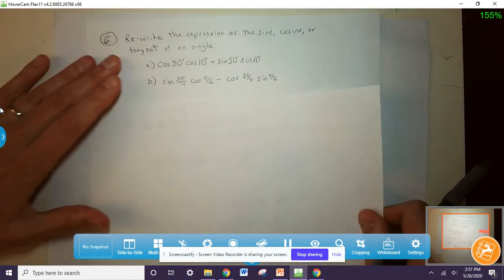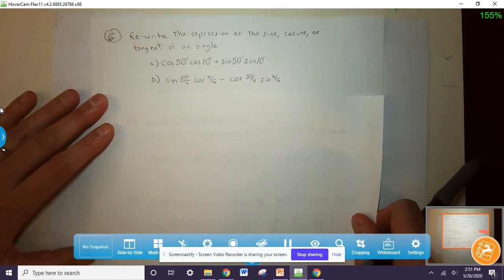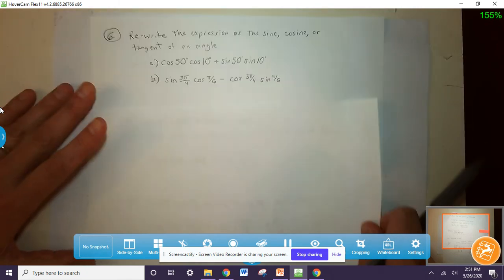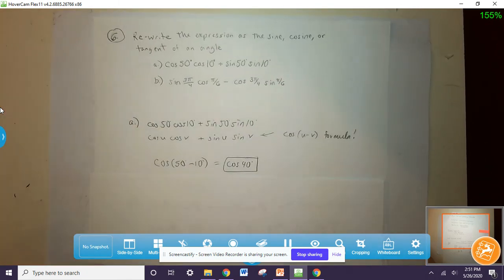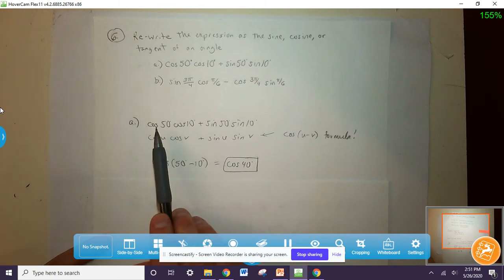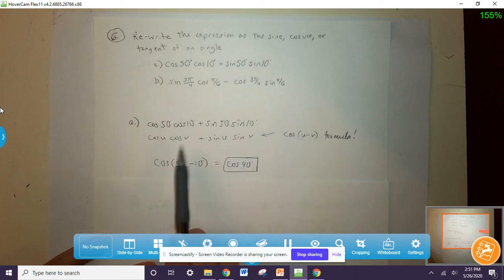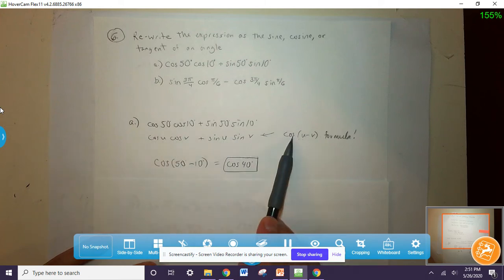Okay, number 6. Let's go over part A so that if you had any difficulties, you can then try part B on your own. Here's my answer for part A. So it really is a one-step problem. When I saw cos, sine, sine, that made me think of the cosine u minus v formula, because cos cos plus sine sine is the cosine u minus v formula.